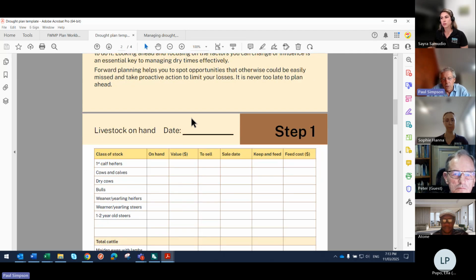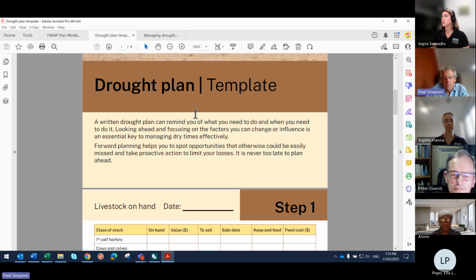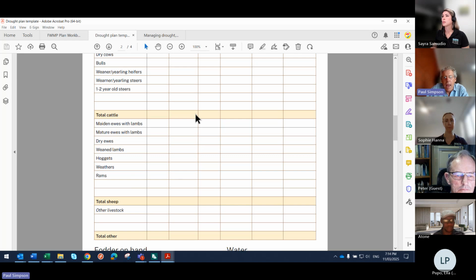So you might want to keep all your stock, because you might have a really high value genetic breeding flock or herd, in which case you'll approach the issue differently. If you just run buy and sell trade cattle, well, you might just go, okay, I can afford to just get rid of every stock animal on this property. I don't have to worry about it. I don't have very high overheads. So it really depends on your enterprise. But this template guides you through some of the thinking around how you're going to walk into those situations.